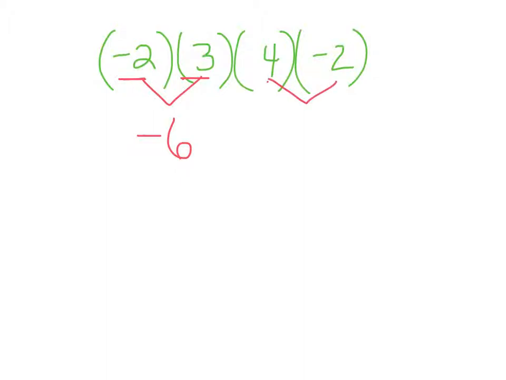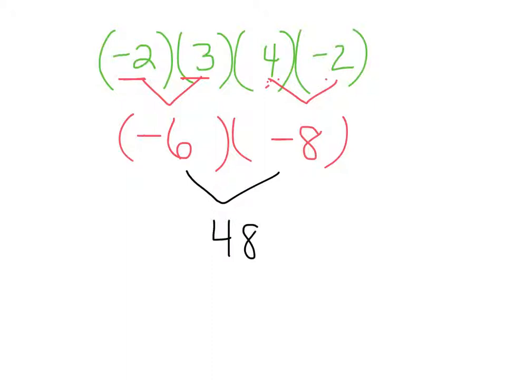4 times 2 I know is 8. And a positive times a negative, when you have one of each, it's negative when you're timesing. So now I have negative 6 times negative 8. Well, 6 times 8, I know that's 48. And then what's a negative times a negative? It's a positive. So my answer is positive 48. So that's how you do it when there's more than one.